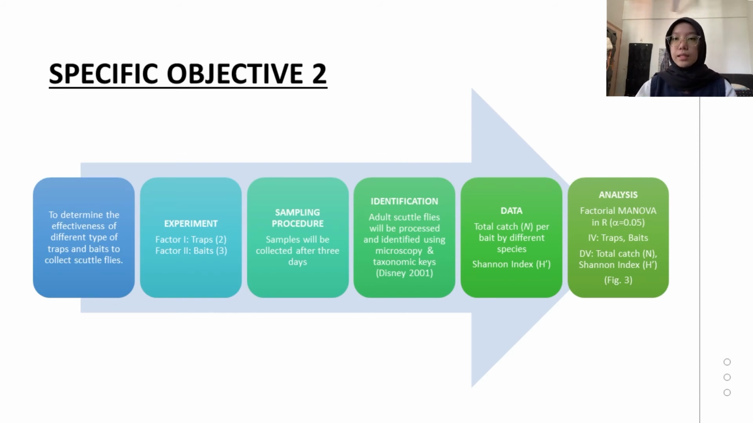To determine the significant differences of total catch and diversity of scuttleflies and the interaction between traps and baits on the dependent variables, we will perform factorial maneuver in R programming with 0.05 level of significance.